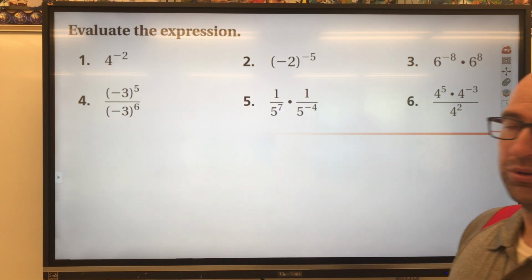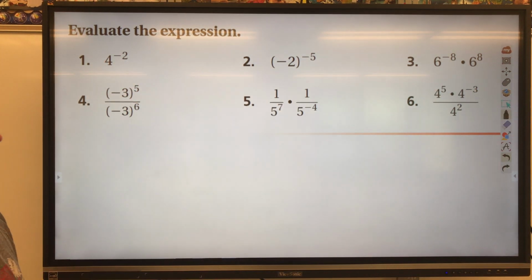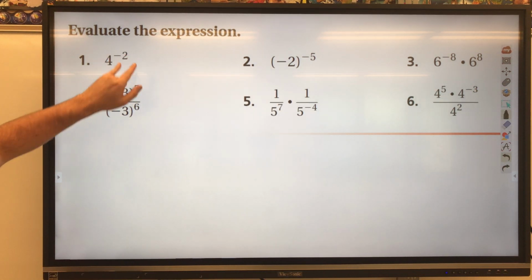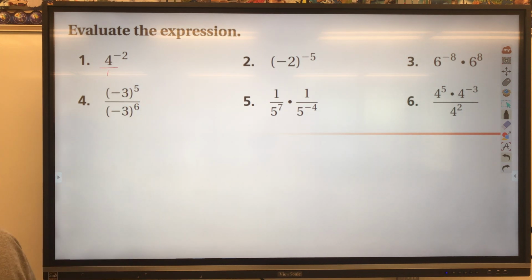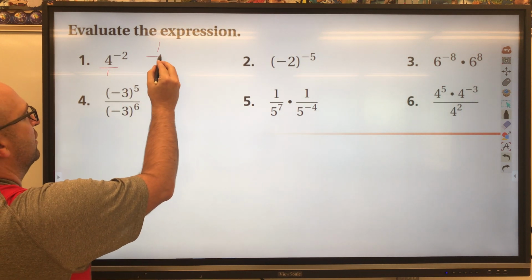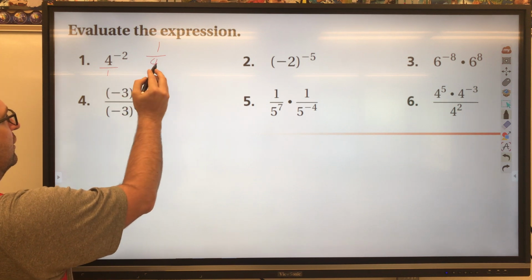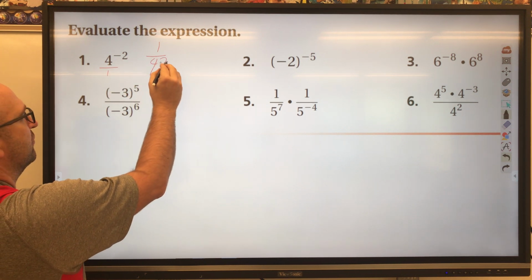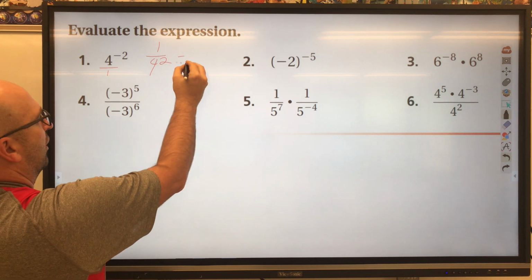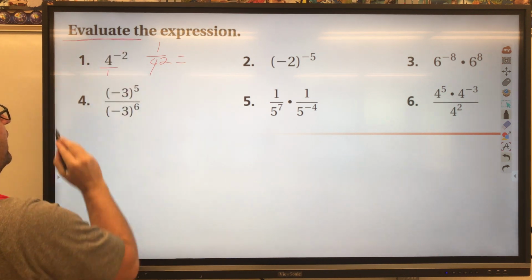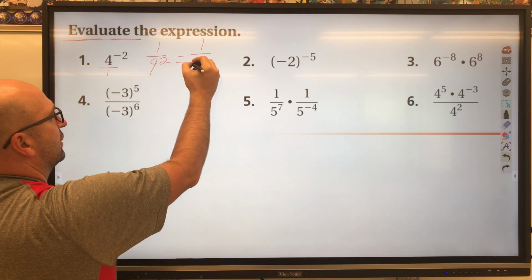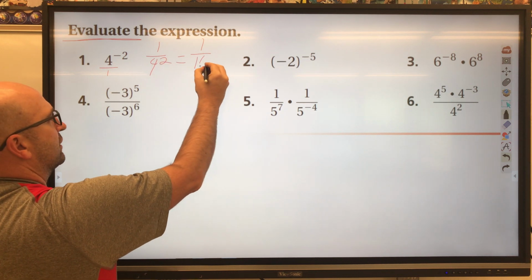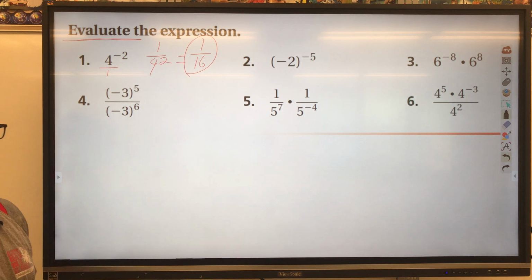So a few more examples. We'll start simple. We have 4 to the negative second. Well, I need to write that as a reciprocal. So 1 over 4, and then make that negative a positive, squared. Solve it because it's asking us to evaluate. 4 times 4, that's 4 squared, is 16. So 1/16 is our answer there.